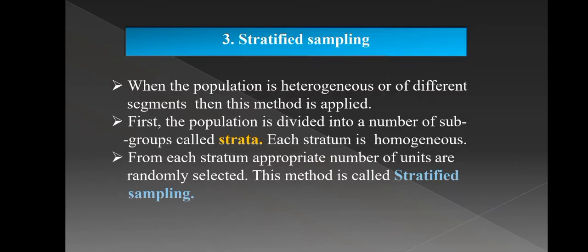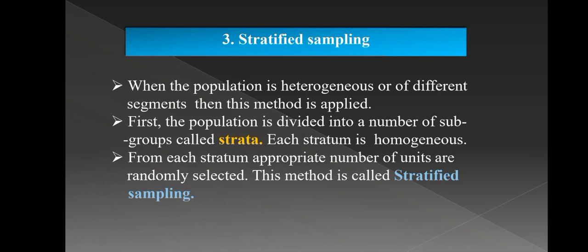Next we'll see what we mean by stratified sampling. When we use stratified sampling, suppose the population is different or heterogeneous, that is, the population is of different characteristics, then we make use of this method. In this method, we divide the population into subgroups, which are called strata, and each stratum is homogeneous. From each stratum, an appropriate number of units are randomly selected. So this method is called stratified sampling.